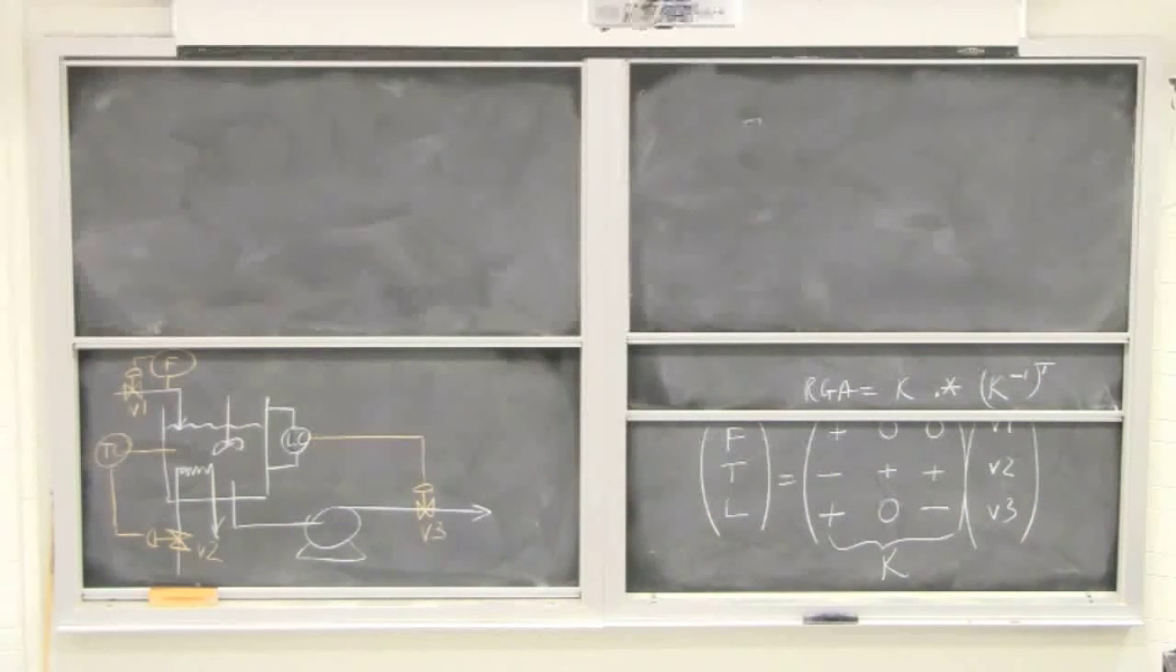And you'll recall that equation and how we use it from 3P: we look at the elements in the RGA and we find entries that are close to one, and those are the loops that we pair on. So in this case, what you'll find is that the element in the RGA corresponding to V1 and F is close to one. And so that's why these three loops are found. So we can do pairing on an intuition basis, but that is the appropriate way to do pairing from 3P4.